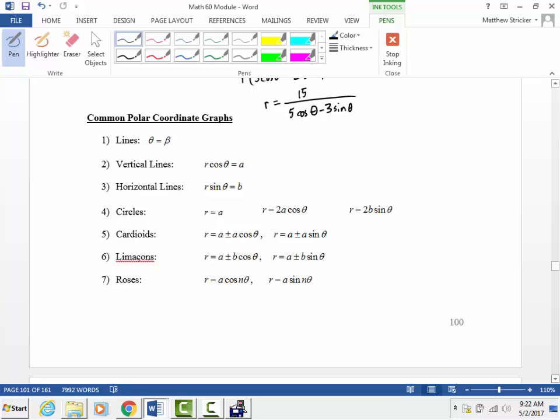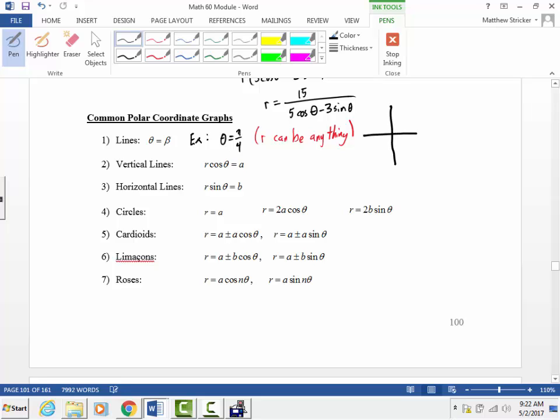Now let's go back to this conversation here. Remember when we had one variable and one variable was missing and it was equal to a constant, we allowed the other variable to be anything? So when I say theta is equal to something, the example of this might be theta equals pi over 4. What does that say about r? R can be anything. So that's going to give you a line.